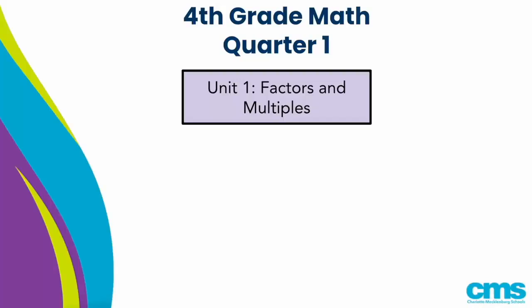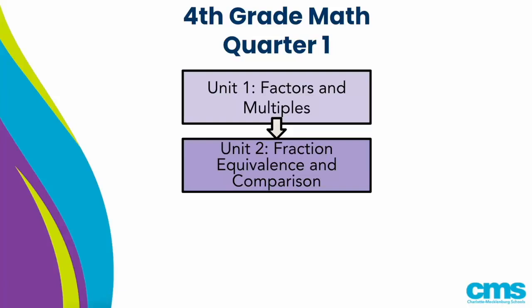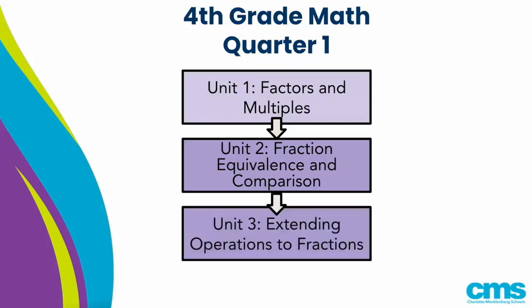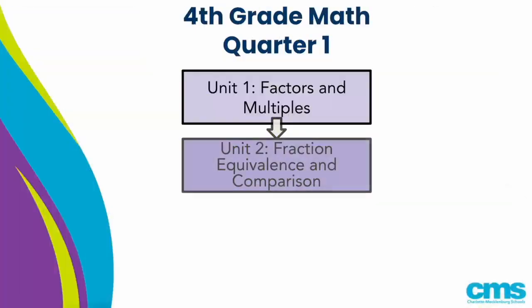So in quarter one, we start with factors and multiples. A lot of language and vocabulary are introduced in this unit. And then we move into unit two with fraction equivalence and comparison. A lot of the work that fourth graders do builds on the work they've done in third grade and builds toward the work that they'll be doing in fifth grade. And then wrapping up quarter one, we have unit three, which is extending operations to fractions, and specifically that includes addition, subtraction, and multiplication.